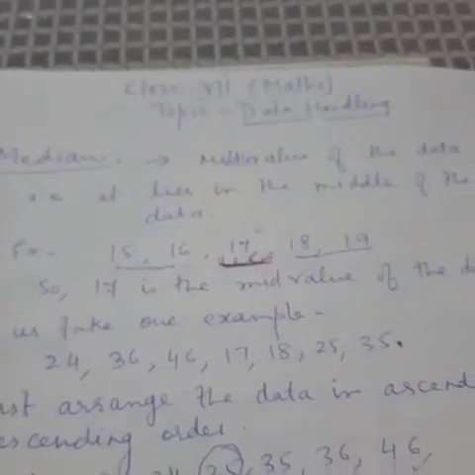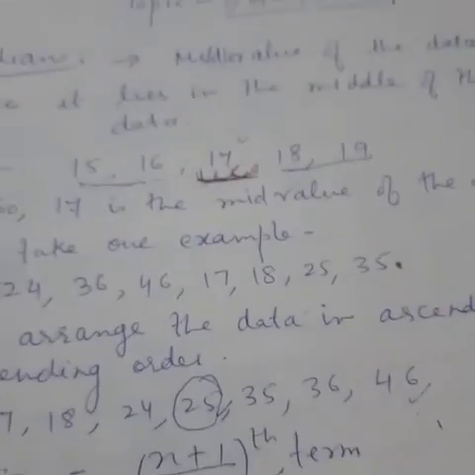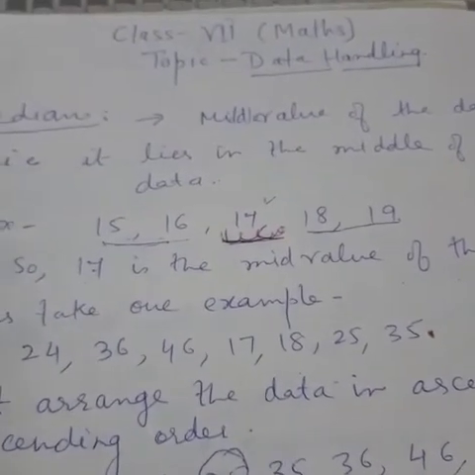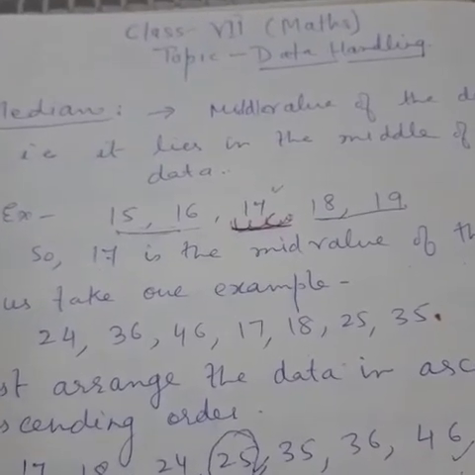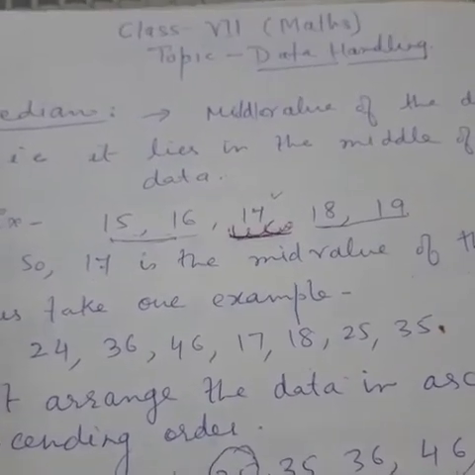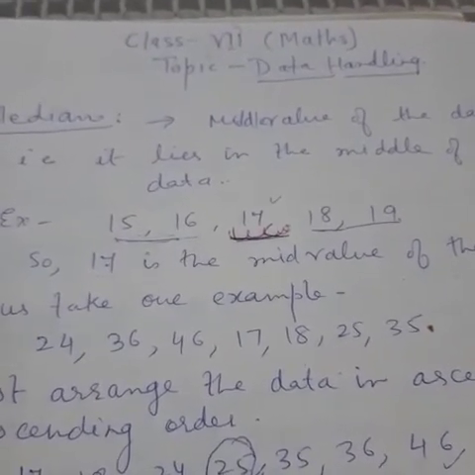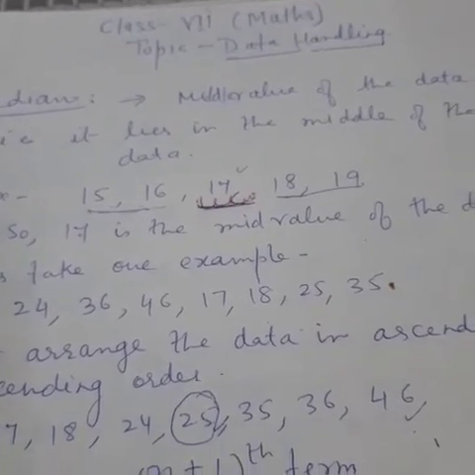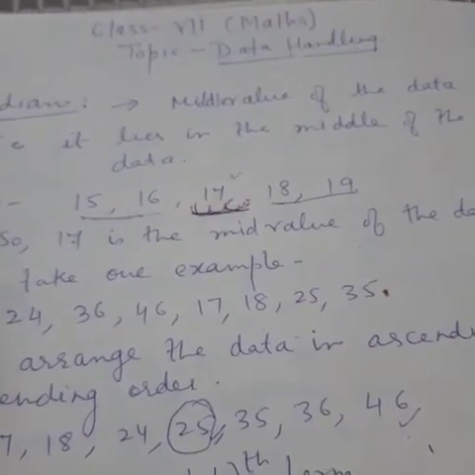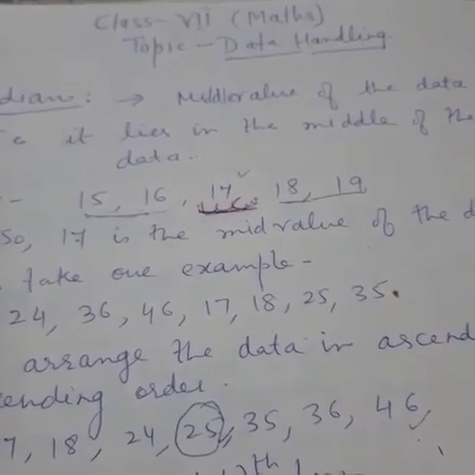In our previous videos, in the third chapter of data handling, we learned how to find the arithmetic mean and how to find the mode. Today we will learn how to find the median of the data. As is clear from its name, median refers to the middle value of the data. That means the observation which lies in the middle of the data.